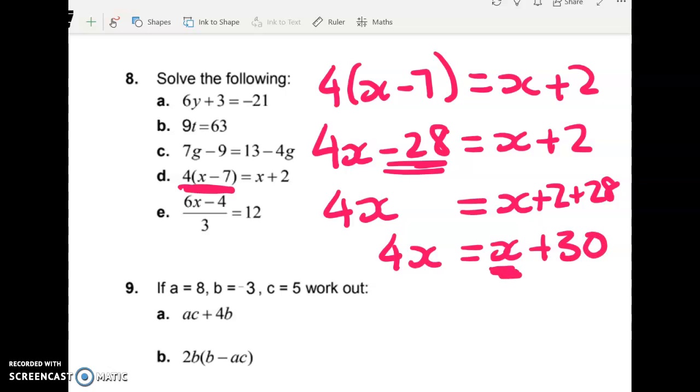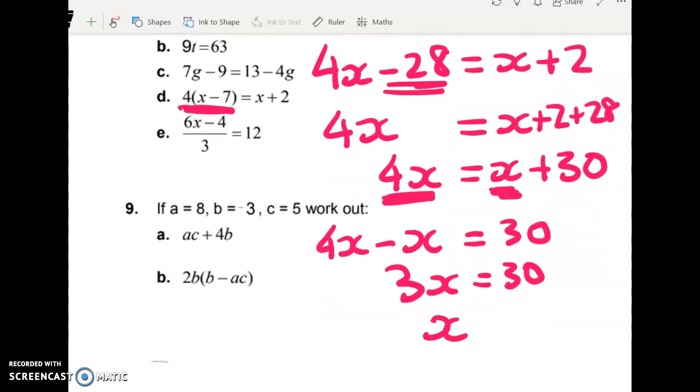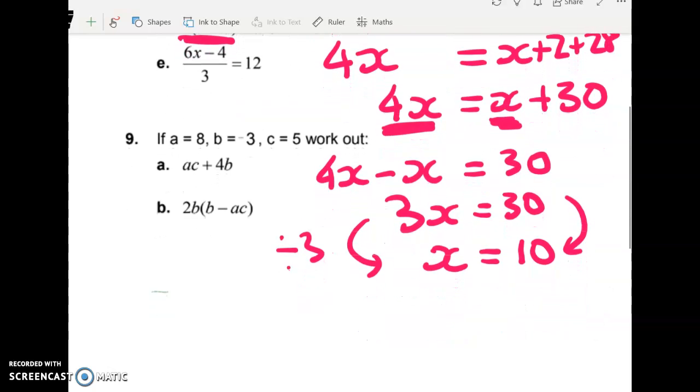I want to isolate all the x's, so I'm going to subtract x from both sides. So I have 4x minus x is equal to 30, giving me 3x equals 30, which means that x must equal 10. Here I've divided both sides by 3. Now let's take a look at E, probably the least favourite pattern of our basic equation patterns among the Year 9 population.